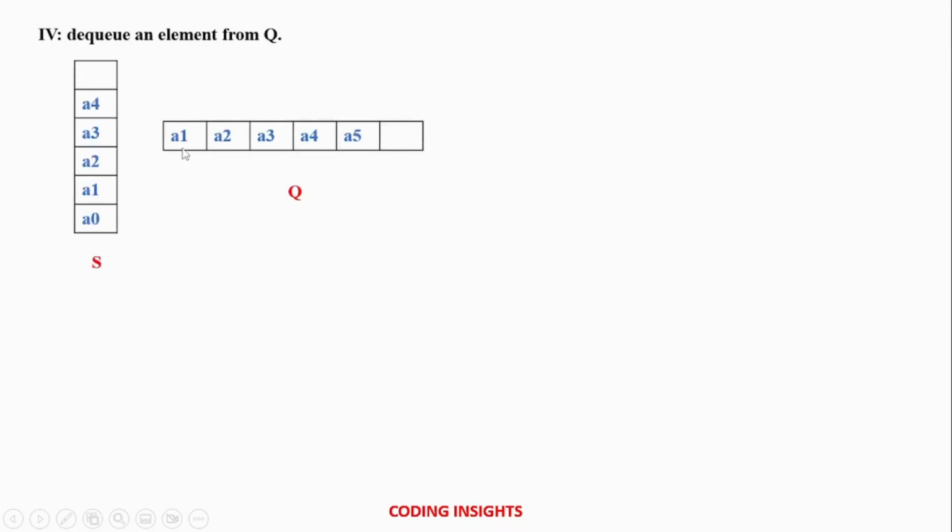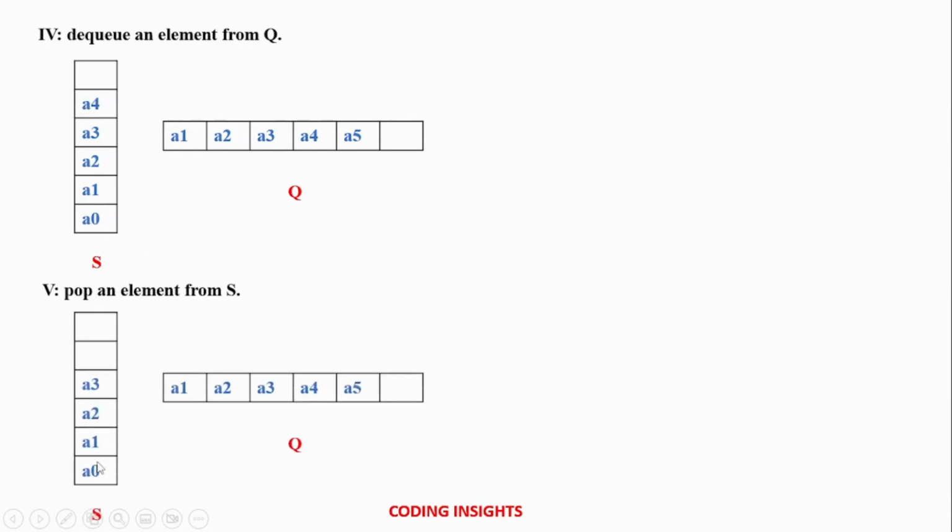And the fourth operation is dequeue an element from queue. So we need to remove an element from the queue. The element that is present at the first will be removed from the queue. So A0 is removed from the queue. And next operation is pop an element from S. So we have to pop the next element from the stack, that is A4. So A4 is popped from the stack, and the queue is the same.